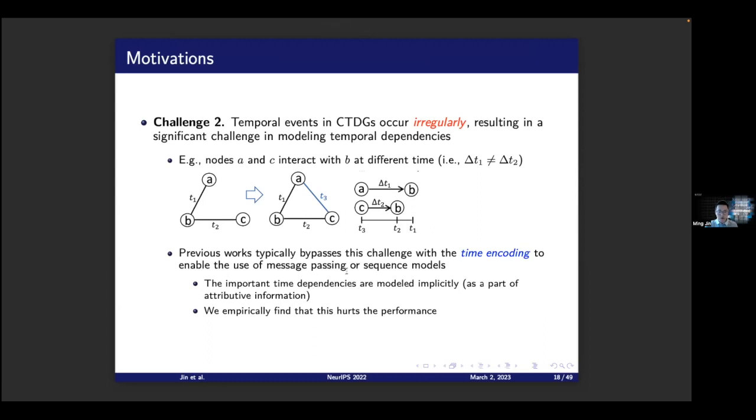As I mentioned, the previous methodologies typically bypass this challenge with time encoding techniques. Firstly, it's feasible, but using this kind of technique makes the time dependencies be modeled implicitly, because the time encoding is treated as a kind of attribute information. If we model the temporal dependencies in such a way, we empirically find that it hurts the model performance. So in this paper, we have a more advanced implementation to model both the time as well as the structural dependencies, or we say the spatial dependencies, in the dynamic graph.